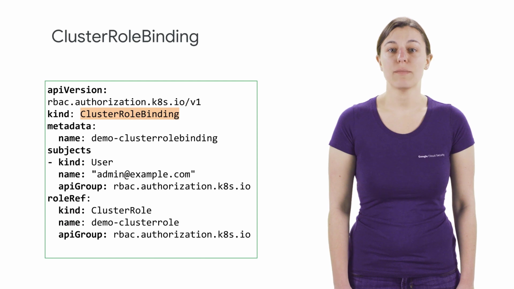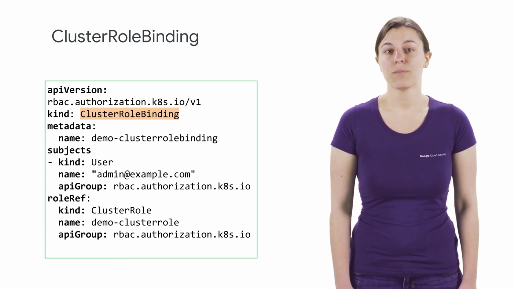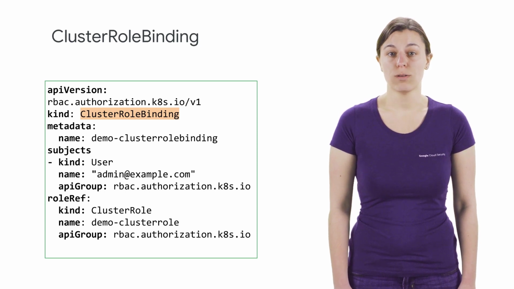Note that namespace isn't mentioned because a cluster role binding always has a cluster-wide scope. Note that a cluster role binding can only refer to a cluster role, not to a role.